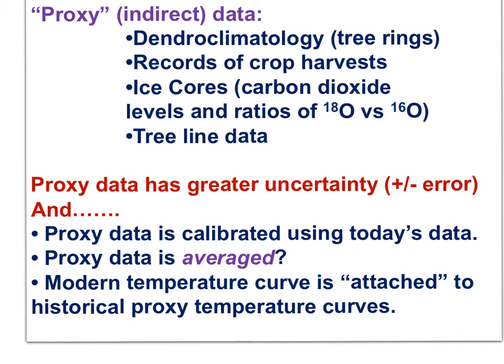And what's done is that the indirect proxy data gets averaged. All the various data sources get put together into a single line, even though not all the units are the same. How do you average tree ring width with human records of crop harvests with carbon dioxide levels out of bubbles in the ice? How do you average that? These data are not similar numbers and they don't have similar units, but people will put them together to make an estimate of past temperatures. And then at the very end of the temperature curve, we attach the modern thermometer-generated temperature record.